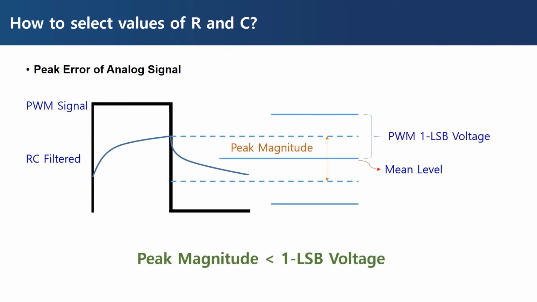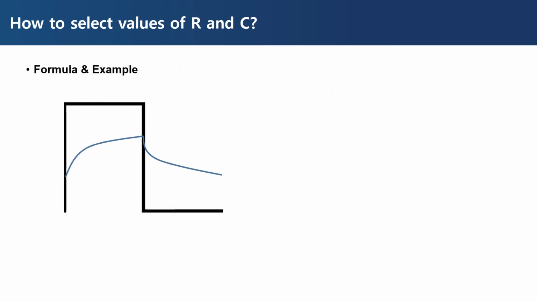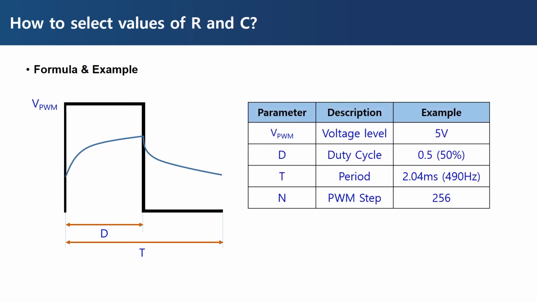So I suggest an RC filter which makes this peak magnitude just smaller than 1 LSB voltage. 1 LSB voltage is the expected amount of voltage change when we change the PWM step by 1. This represents 19.5 millivolts for Arduino Uno. In order to determine the values of R and C based on this condition, we need prior knowledge of several things. First, VPWM, the high-level voltage value of the PWM signal. Also, you need to know the duty cycle and period of the PWM signal, and the total step size of the PWM. The example shown in the table is a value corresponding to Arduino.